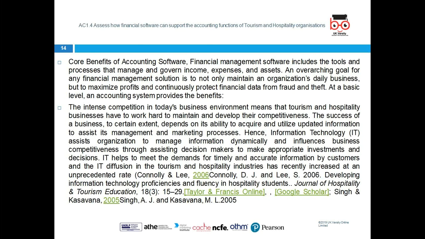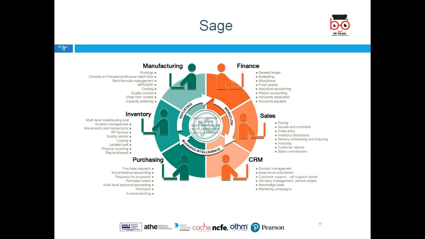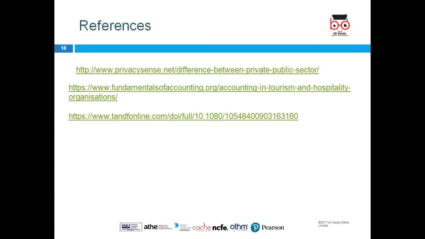Then we discussed software. Software is very important in the hospitality industry. It can play a key role. We discussed different software, especially Sage, which is quite useful, and how we can use software to improve performance within the organization. We'll stop here. If you have any questions, please drop me an email. I'll get back to you as soon as possible.